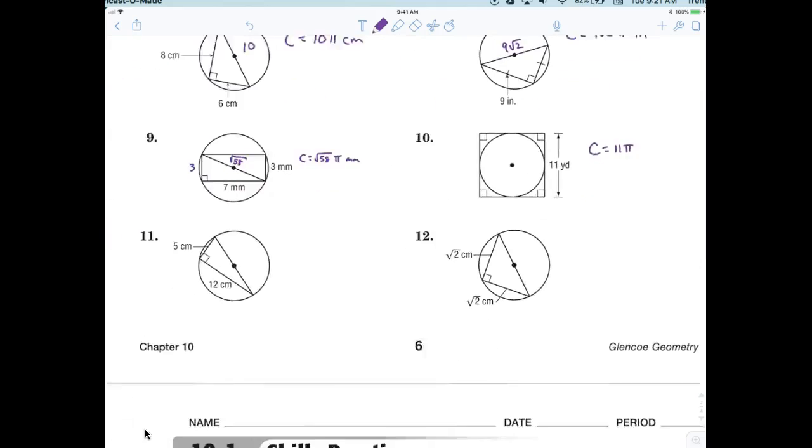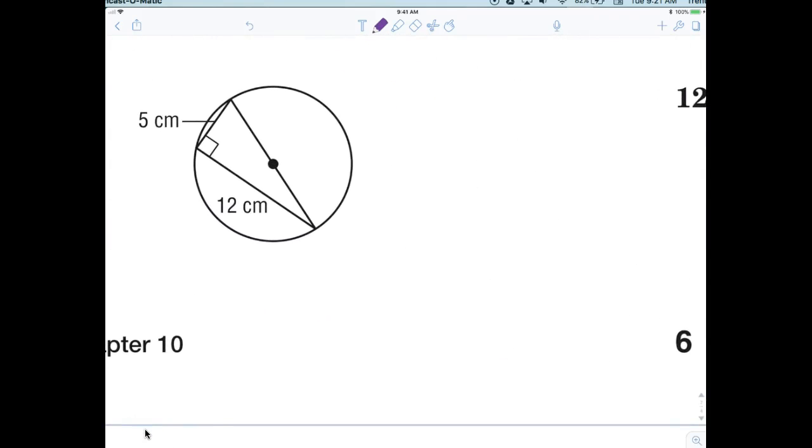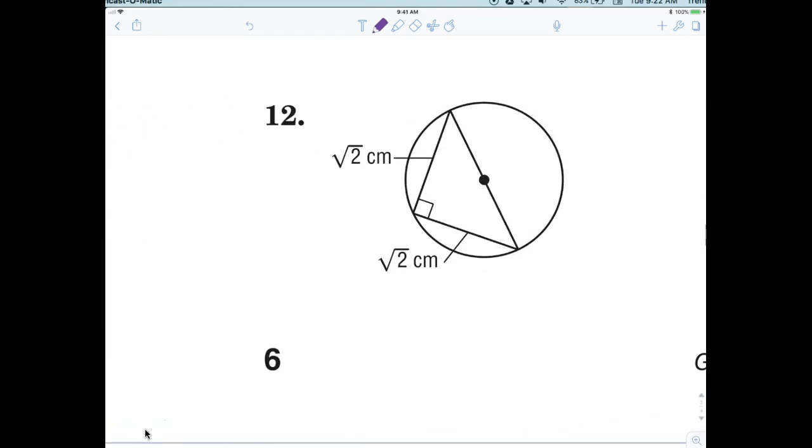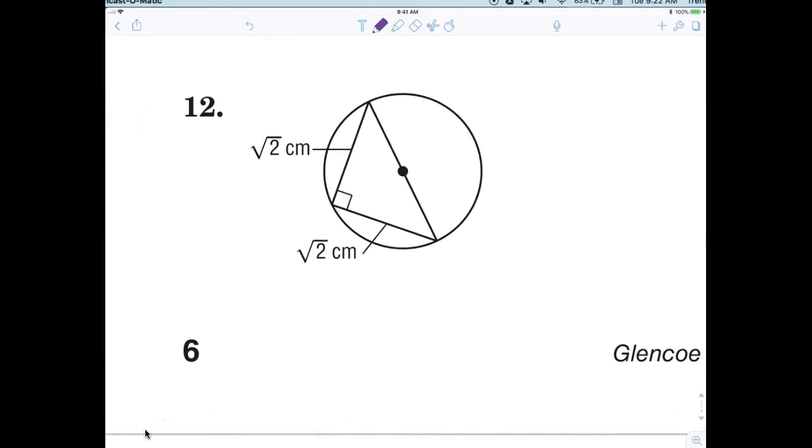So here we go with number 11. Of course, we know 5, 12, 13. Try to get that into your head. It'll save you a bunch of time on the standardized test. Remember that? 5, 12, 13. So my circumference is what? 13 pi centimeters. Very easy.